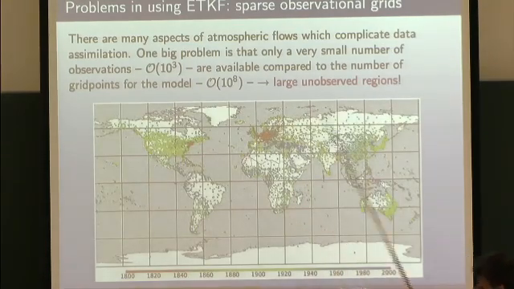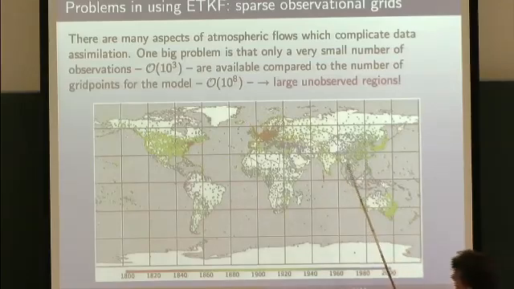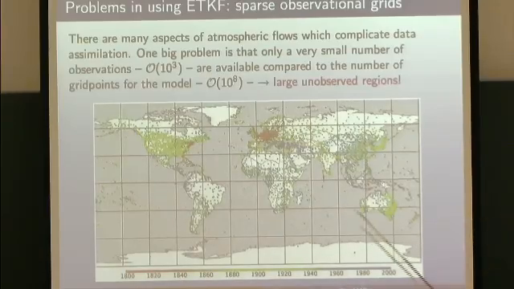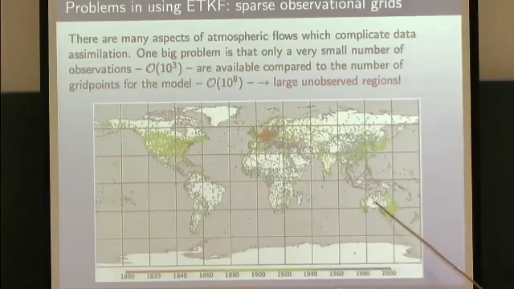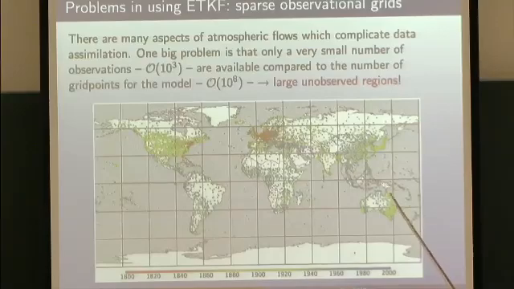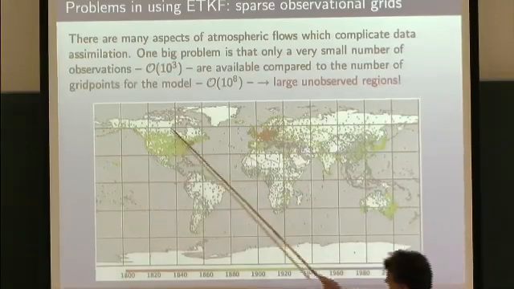But here we see an illustration of this, maybe not the factor of 10 to the 5 here. Color coding shows when these observational stations were introduced in time. And you see there are large regions here. Australia in the center is one of them, and Africa up here in the north.